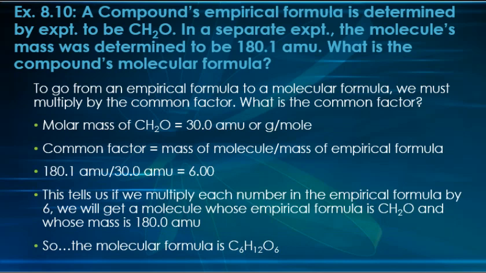We took what we knew from experimentation, 180.1 AMU, and then we found the AMU for the empirical formula by going to the periodic chart of the elements. Then to find the common factor, we divide the mass of the molecule by the mass of the empirical formula. So 180.1 divided by 30.0 gave me 6. So 6 is my common factor, and I distribute that throughout the whole empirical formula. You get it? Okay.